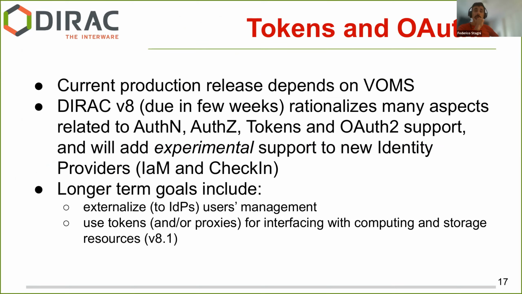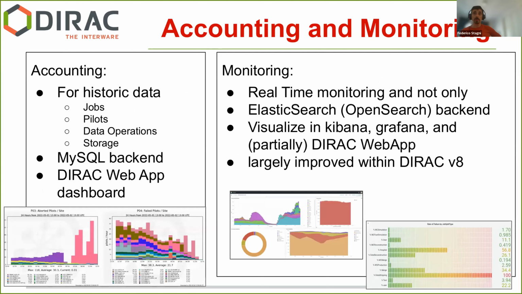Regarding tokens and so on, the current production release depends on VOMS. Now, DIRAC v8, which is due in a few weeks, we are just a little bit late there, rationalizes many aspects related to authentication, authorization, and token support. We'll also add experimental support for new identity providers, specifically EGI Check-in. In longer-term goals, we want to externalize the users management to those IDPs, because right now the users management is inside DIRAC. We want to use tokens and/or proxies for interfacing with computing and storage resources. We know very well how HTCondor is evolving, for example.